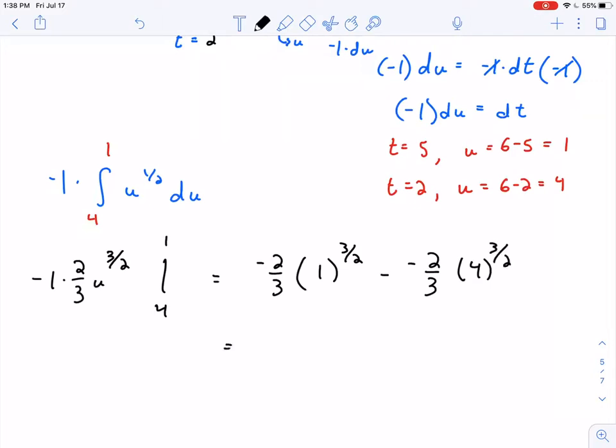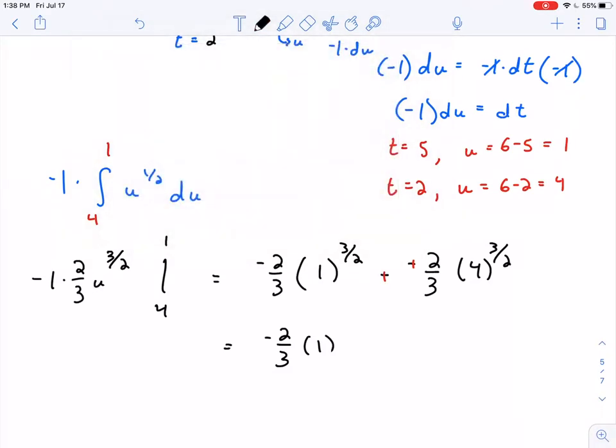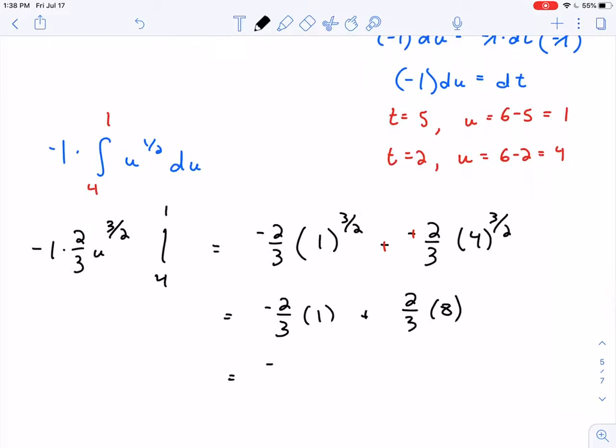So let's see, -2/3, 1 to any finite power is 1. Let's go ahead and say that this is plus a positive. Let's see, 4 to the 3/2. Square root of 4 would be 2, times 3, would be to the third power, would be 8. So this is 2/3 times 8. So I have -2/3 plus, over here I'll have 16 over 3, gives me 14 over 3.